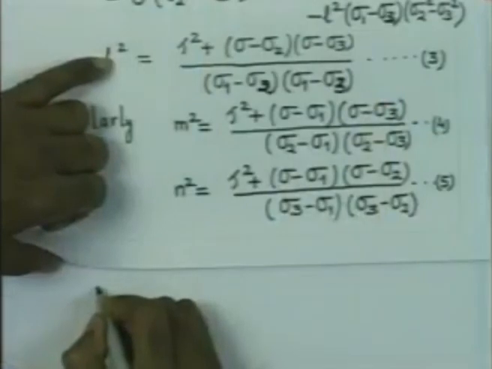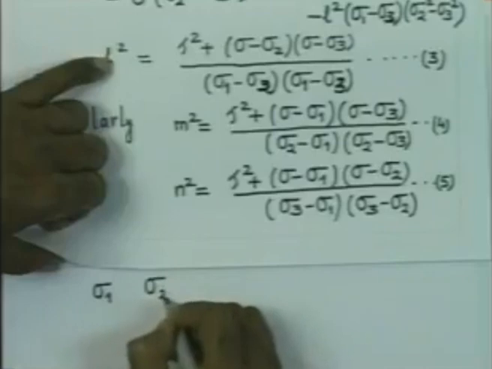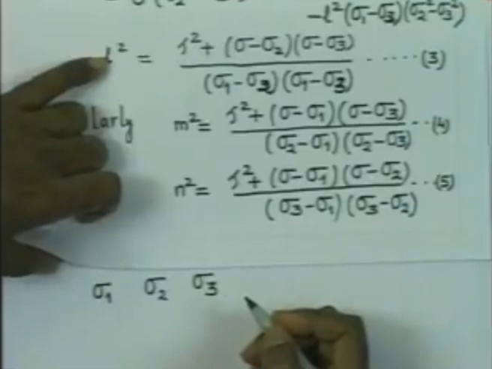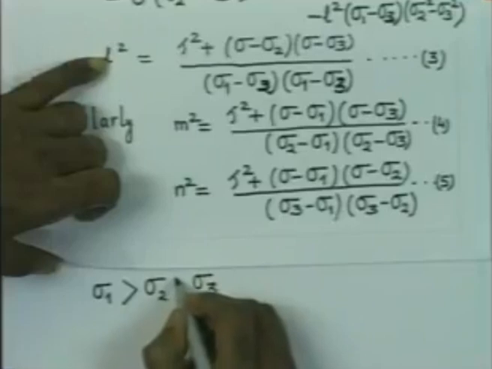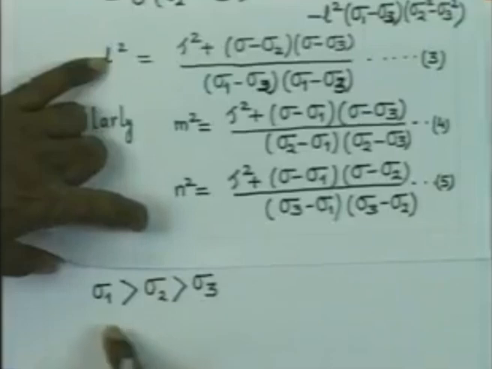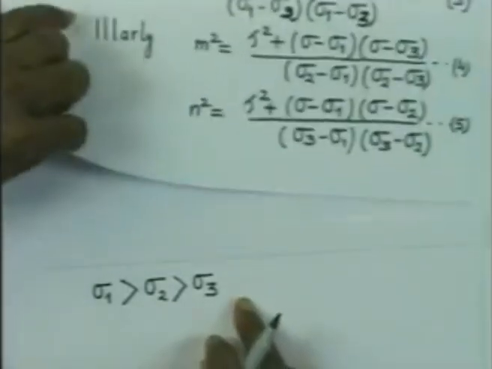First of all, let us consider that we have a situation wherein the 3 principal stresses sigma 1, sigma 2 and sigma 3 are the 3 stresses at a point, and we assume that sigma 1 is greater than sigma 2 and sigma 2 is greater than sigma 3. So, therefore, the stresses are ordered like this.